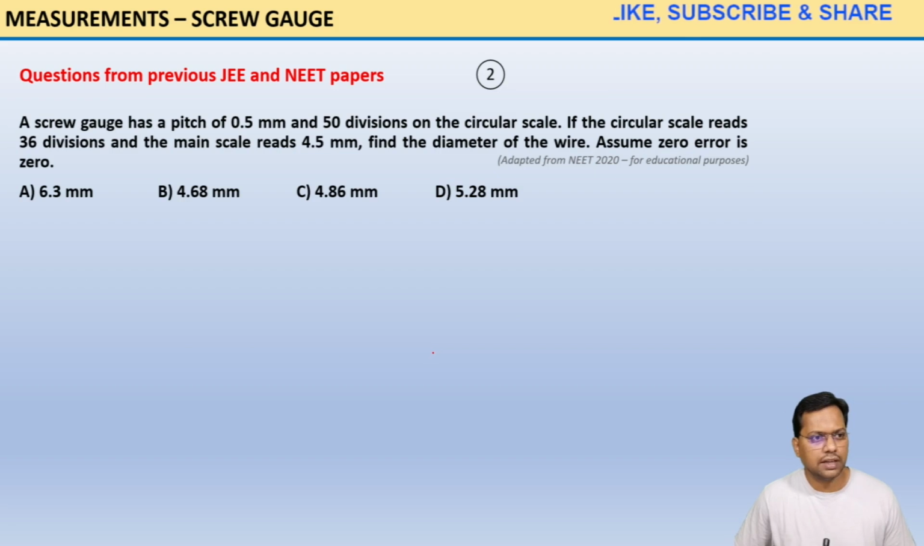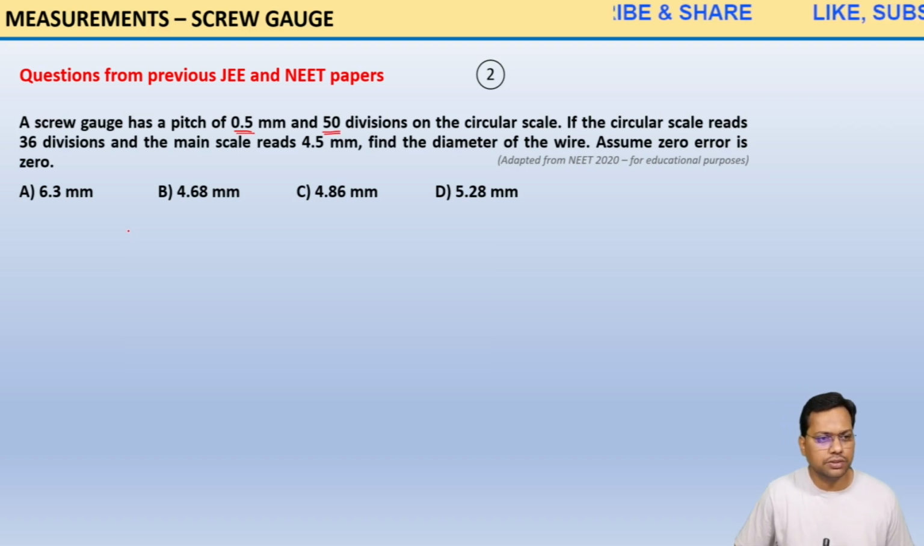A screw gauge has a pitch of 0.5 mm and 50 divisions on the circular scale. If the circular scale reads 36 divisions and the main scale reads 4.5 mm, find the diameter of the wire, and assume the zero error of the given screw gauge is 0. That means there is no zero error, no need of correction for the final reading. Now, if you look at the first line, the pitch is given, that is 0.5. The number of circular scale divisions, or the head scale divisions, is 50.